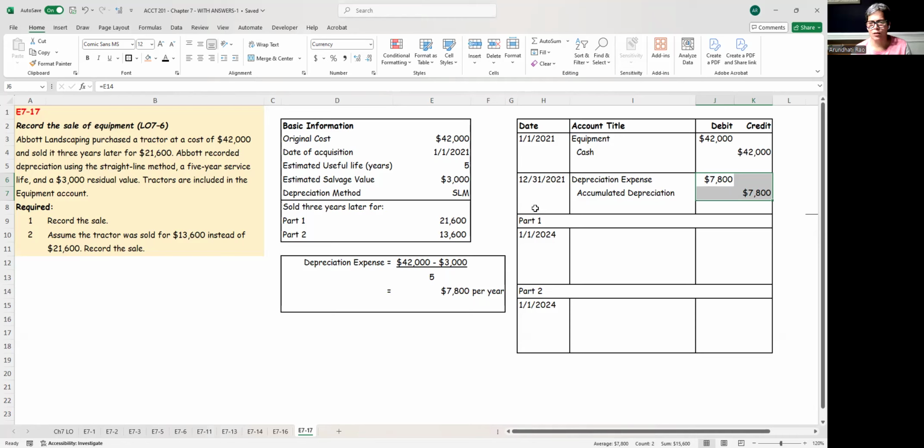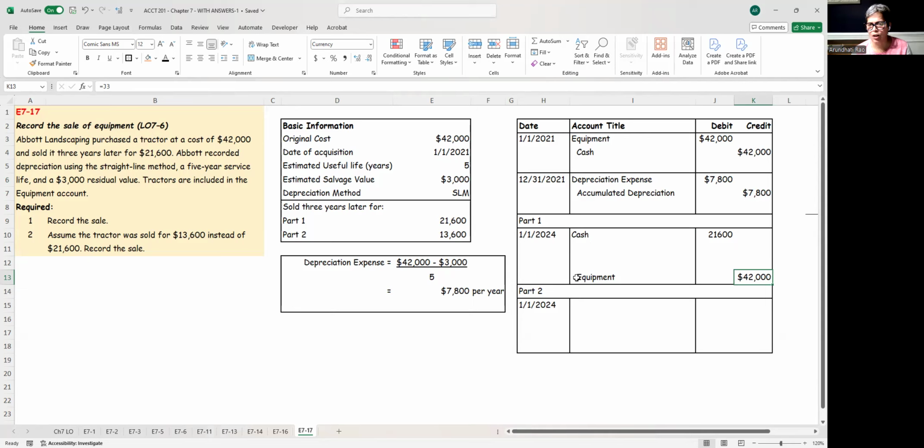Now I've done this for 3 years, at the end of 21, 22, and 23. After 3 years, in the 4th year, I sold the asset. So here I sold the asset, so I received cash. The cash I received, I'm looking at part 1 over here, the cash I received is $21,600. Now when I sell my asset, I need to take the asset off my books. The original cost of the asset is $42,000, so I take it off my books at $42,000.